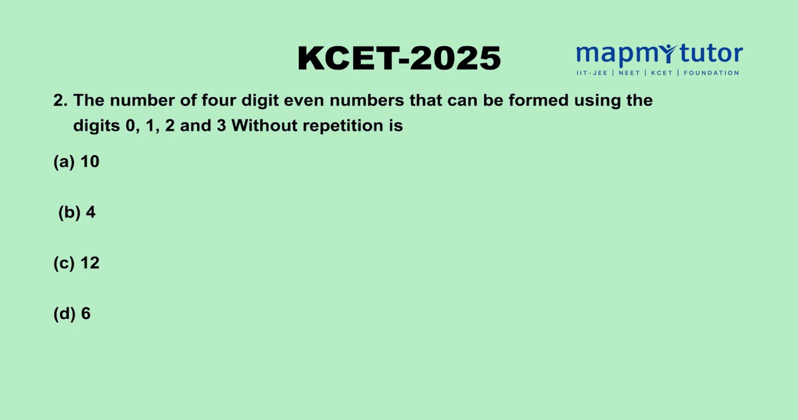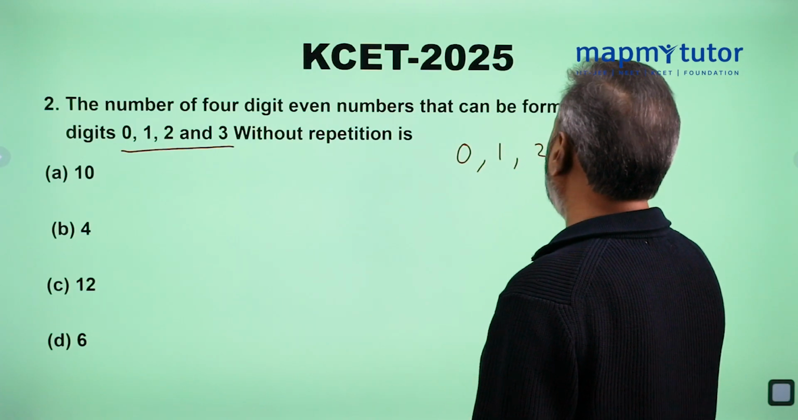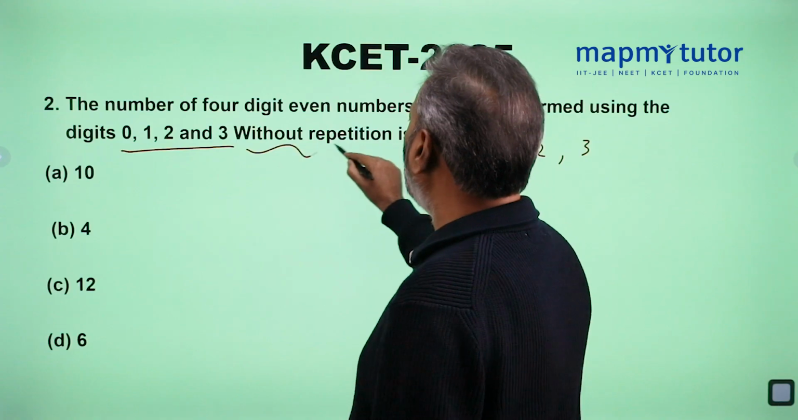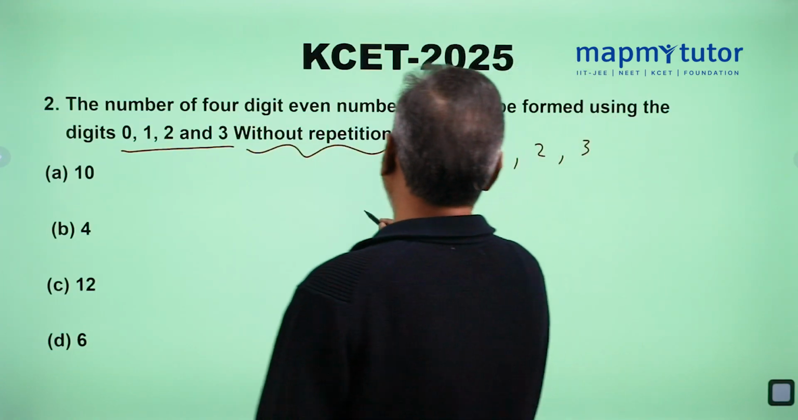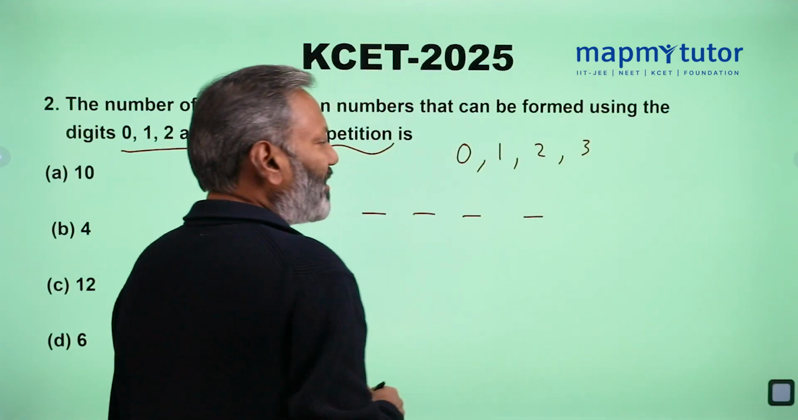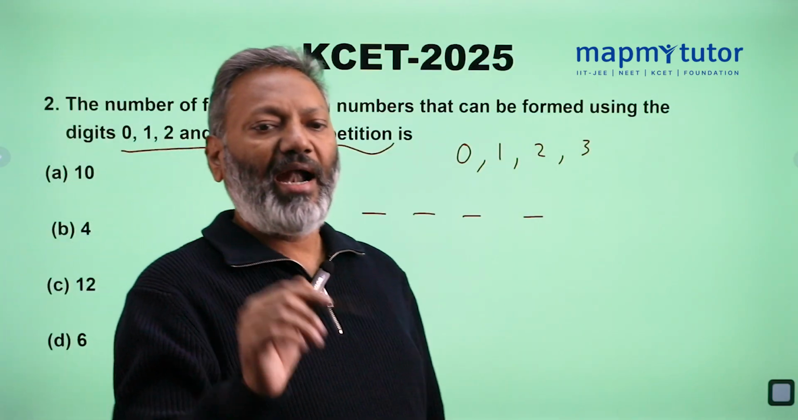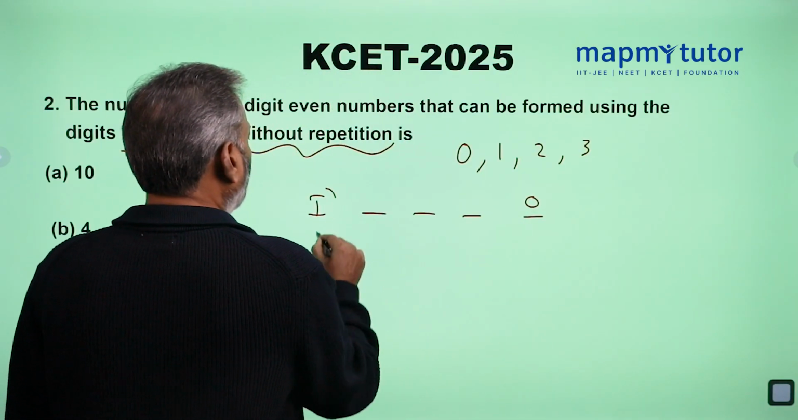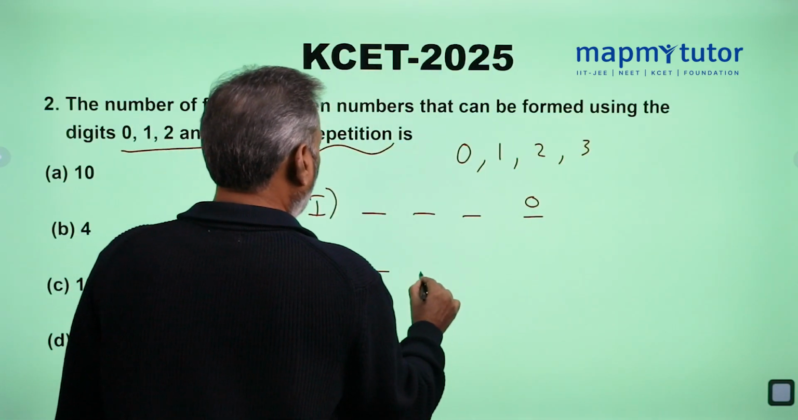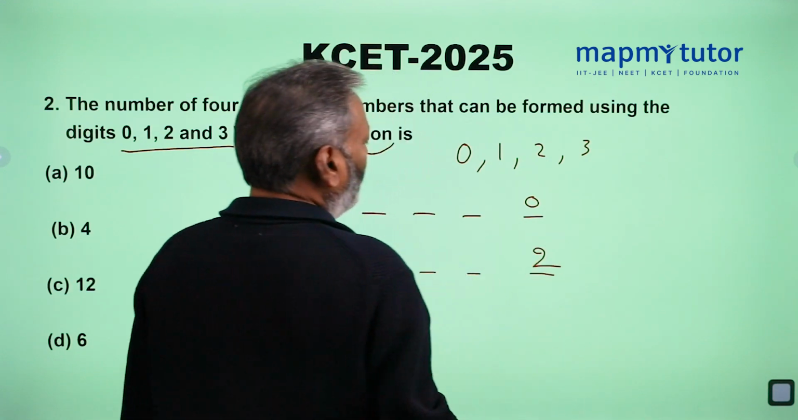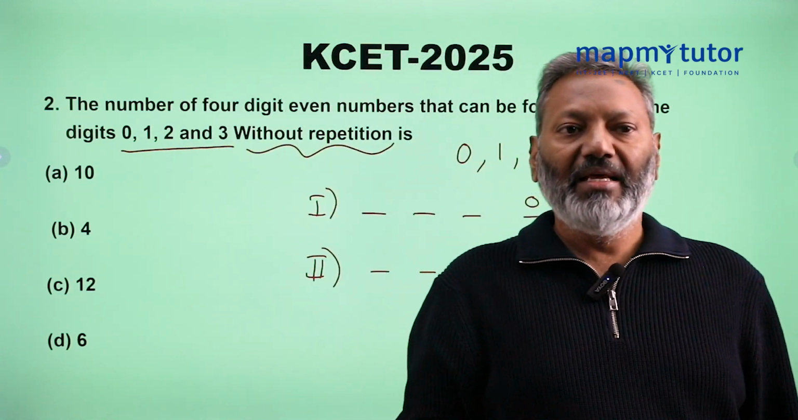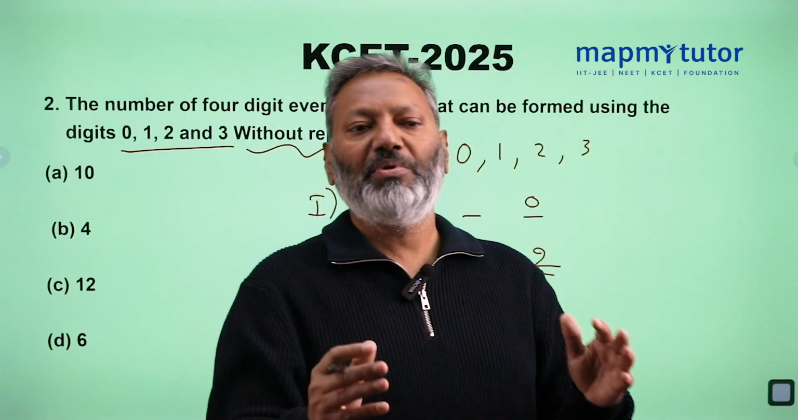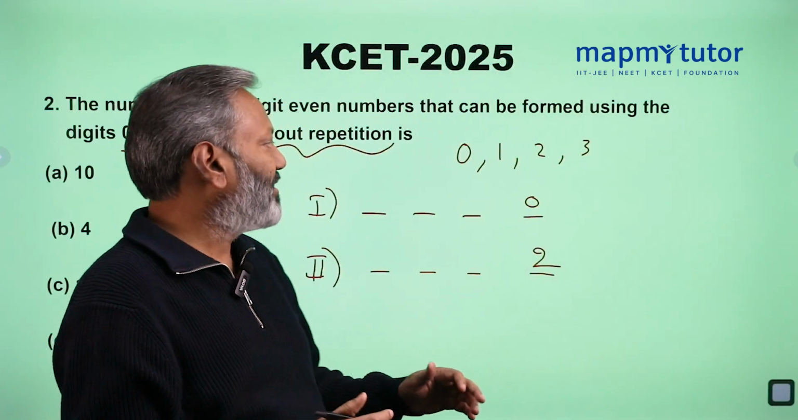The number of 4-digit even numbers that can be formed using the digits 0, 1, 2 and 3. These are the given digits, without repetition, of course, and you need only 4-digit even numbers. We know that an even number has to end with an even digit. Therefore, I got two cases. Case 1, it ends with 0. The other case, it can end with 2. 1 and 3 can't be in the unit position. Why? Because if 1 or 3 is there, it is to be considered an odd number. But here it is an even number.